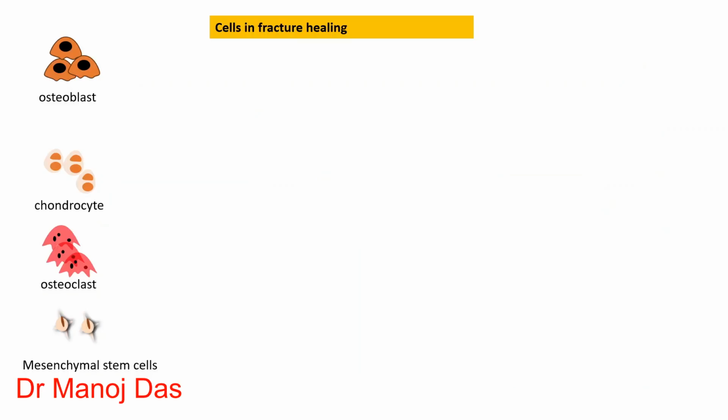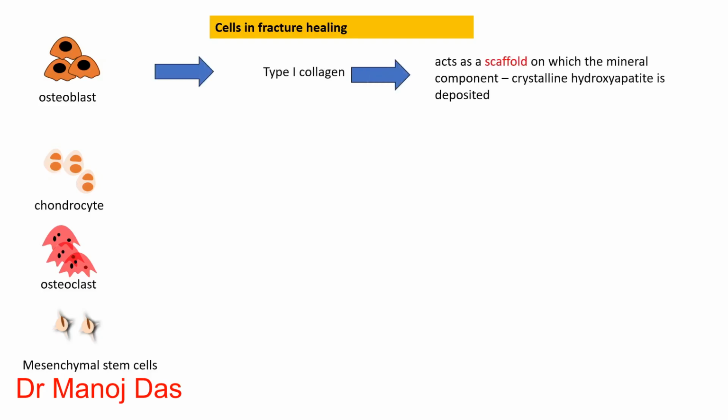Now we will describe what the important cells are and what their functions are in fracture healing. First is the osteoblast. Osteoblast secretes type 1 collagen. It acts as a scaffold on which the mineral component, crystalline hydroxyapatite, is deposited.